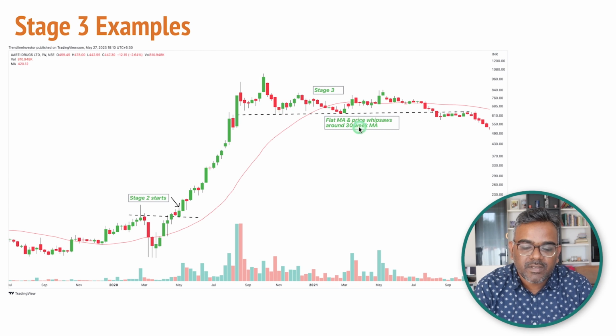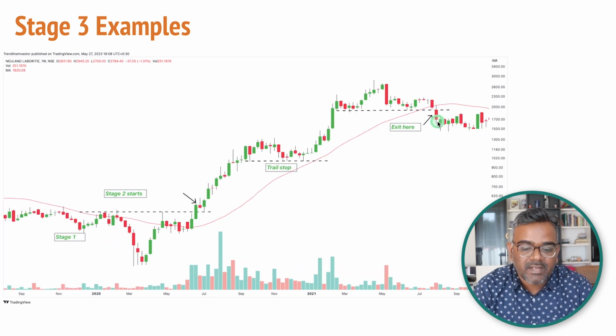And the stock starts whipsawing around stage 3 here and here. So the most important thing you have to do at this point is mark that low and exit when the low breaks. Now that's very, very important, right? That's the case of RT drugs where the stock never came to the 30-week moving average, but then started going sideways, the 30-week moving average started consolidating, and the stock eventually breaks down.